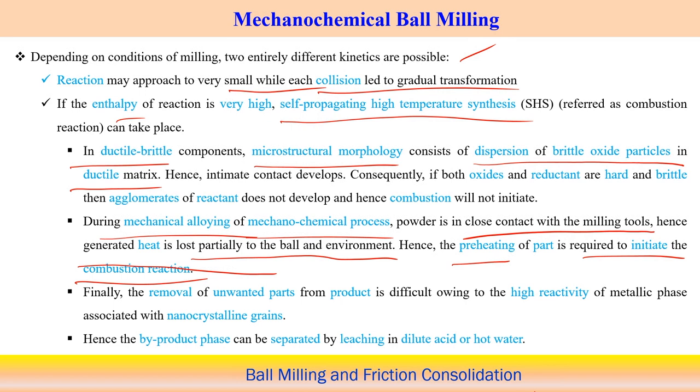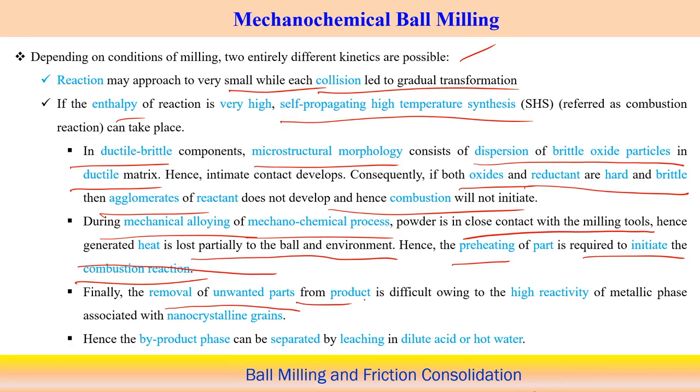Once the particles are there, both oxidant and reductant are hard and brittle, so they can create agglomerates, meaning binding of these particles, and in this case the combustion reaction will not be initiated. Finally, we try to reach the removal of the unwanted part from the product, which is difficult because of the high reactivity of the metallic phase associated with the nanocrystalline grains. So if nanocrystalline grains form, it is sometimes very difficult to remove this unwanted component.